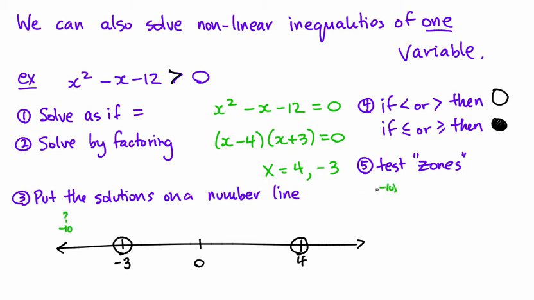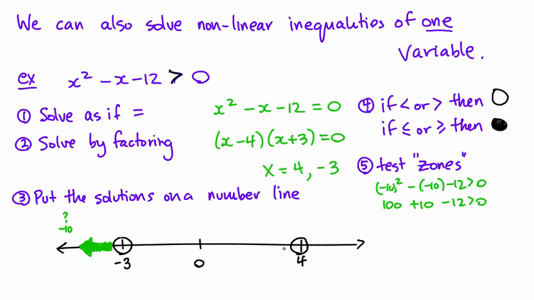So negative 10 squared minus negative 10 minus 12, is that greater than or equal to 0? Well, is 100 plus 10 take away 12 greater than 0? It sure is. So this direction here is part of my solution. So I draw an arrow either like that or across the top like this to indicate the solution.